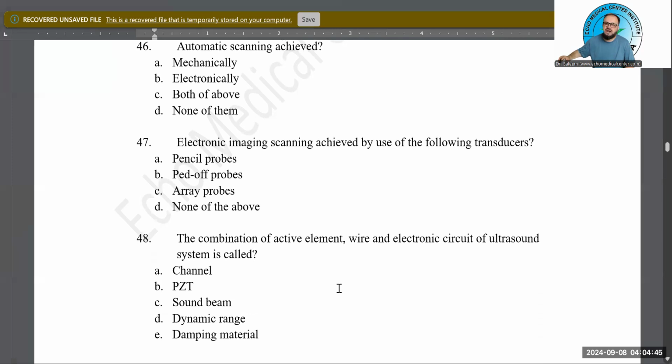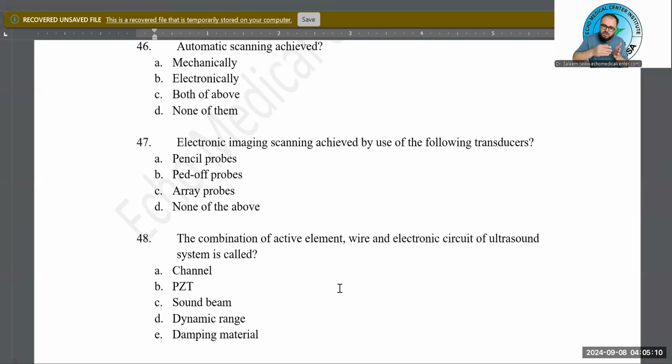The combination of active element, wire, and electronic circuit. All these three things, the combination of them in an ultrasound system, what do they call it? It has a specific name for that. What do you think? Is it channel? Is it PZT? Is it sound beam? Is it dynamic range? Is it damping material or backing material? What do you think?